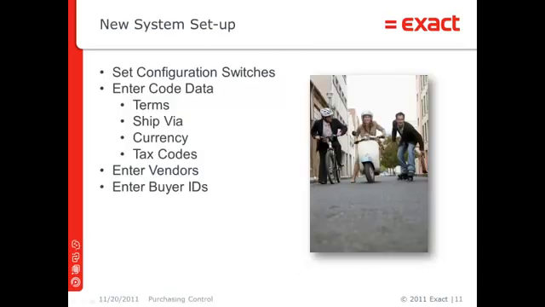Okay, so let's take a look at new system setup. Now, Purchasing Control should be implemented prior to running your first MRP. Now, if you have outstanding purchase orders, you should try to get those entered into the system so MRP can see these as scheduled receipts for your first run.